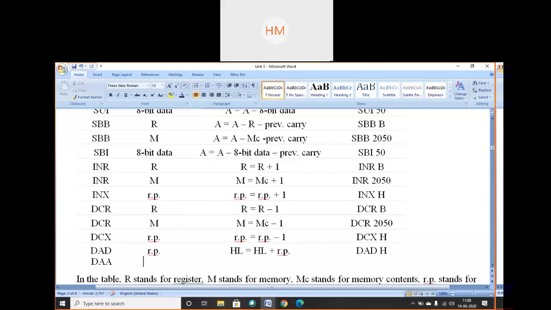The DAA instruction, I have explained this instruction to you. It doesn't have any opcode. And what will it do? What does the DAA instruction do, students? It converts binary to BCD. Okay, it converts.